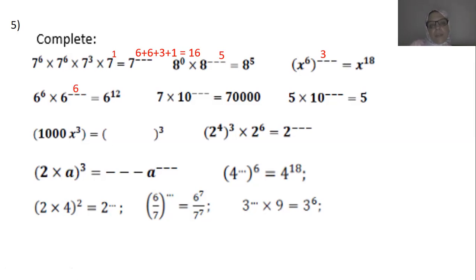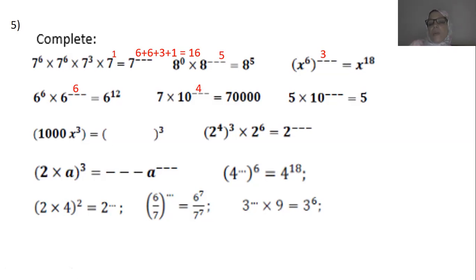Now 7 times 10 to the power what equals 70,000? Here the 7 has no zeros. So from where did these zeros come? The 4 zeros come from the exponent here. So 7 times 10 to the power 4 equals 70,000.